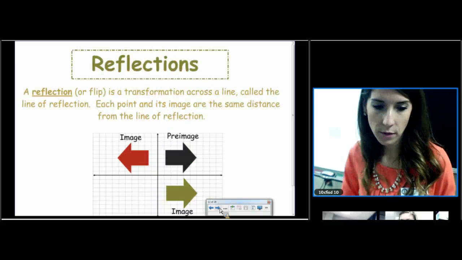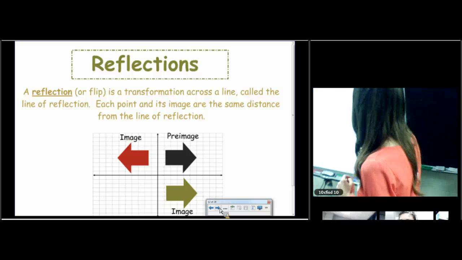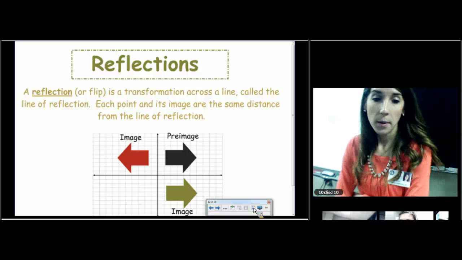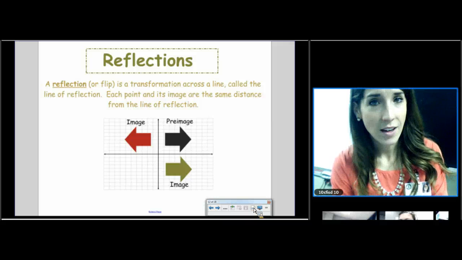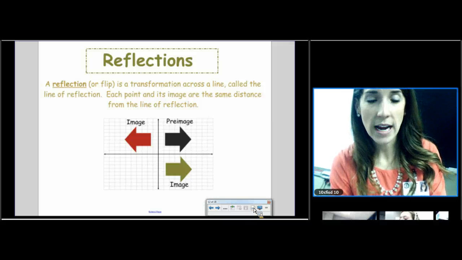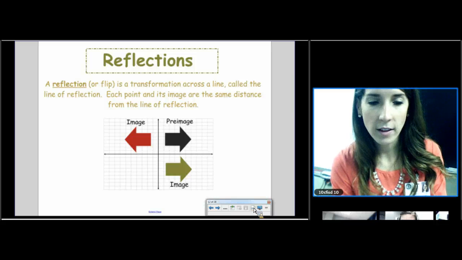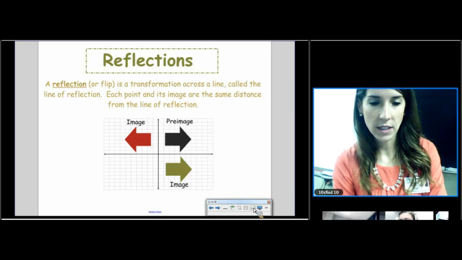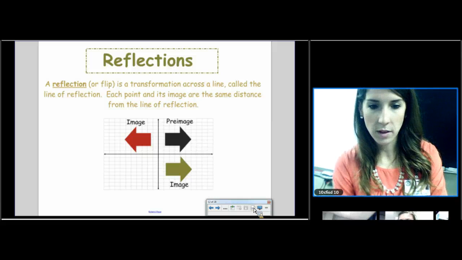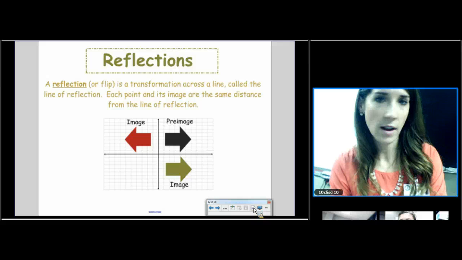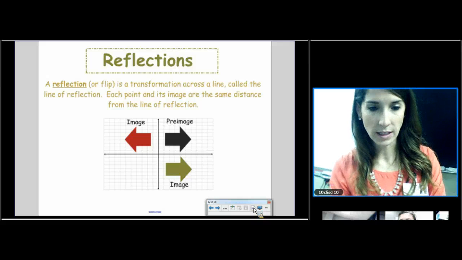Now we're going to move on and do reflections. We did translations, now we're going to do reflection. So a reflection, remember, is also called a flip. You're going to go across a line. You're always going to reflect across a straight line. We call it the line of reflection, or kind of the line of symmetry later. Each point and its image are the same distance from the line of reflection. So that's how you know where the line of reflection is. It's like the midpoint.